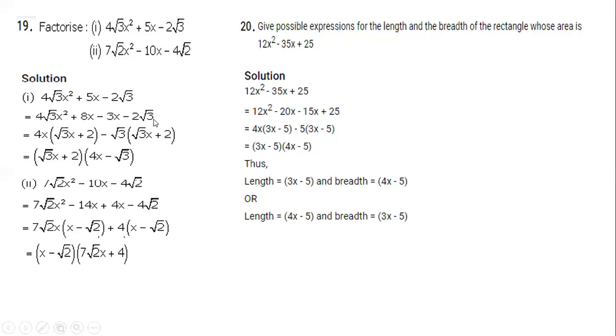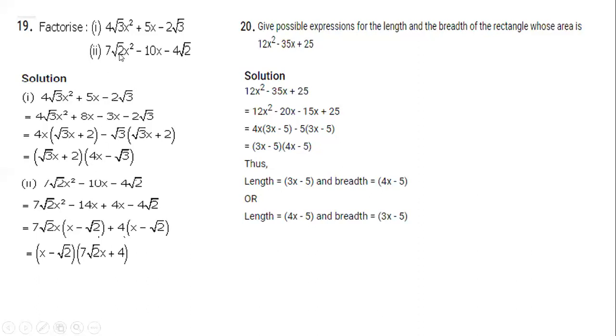So 4 root 3 x square plus 5x minus 2 root 3 can be written as 4 root 3 x square plus 8x minus 3x minus 2 root 3. Take out 4x common from the first two, and we are left only with root 3x plus 2. And from these two, take out minus root 3, because 3 can be written as root 3 square. So take out root 3 as a common quantity, and we are left only with root 3x plus 2. So our solution will be root 3x plus 2, which is the common, and 4x minus 3, which was the leftover of the previous step.